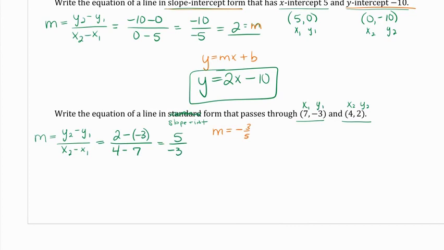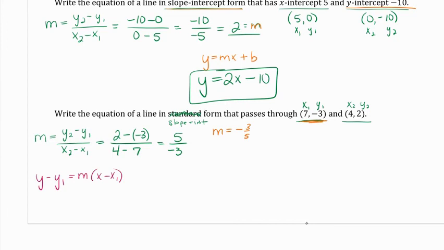Okay, so then this time, I don't know my y-intercept. I can't go straight to slope-intercept form, right? So if I can't go straight to slope-intercept form, but I do have a slope and I have a point, right? I have my x1, y1. So instead, we're going to use point-slope form because I have a point and I have a slope. So we're going to go to our y minus y1. Actually, I'm going to put that over here. So y minus y1 equals m times x minus x1.